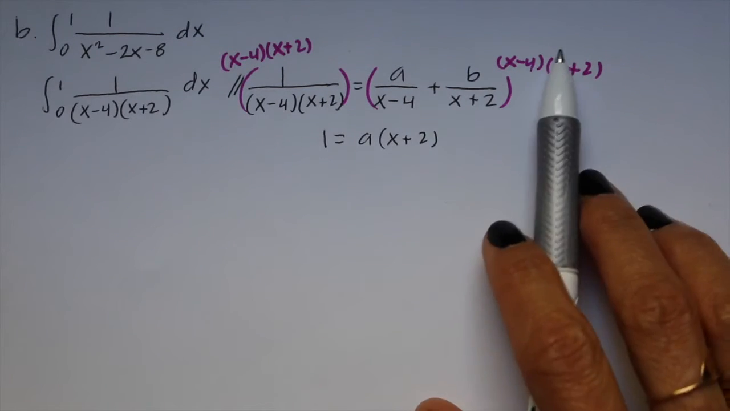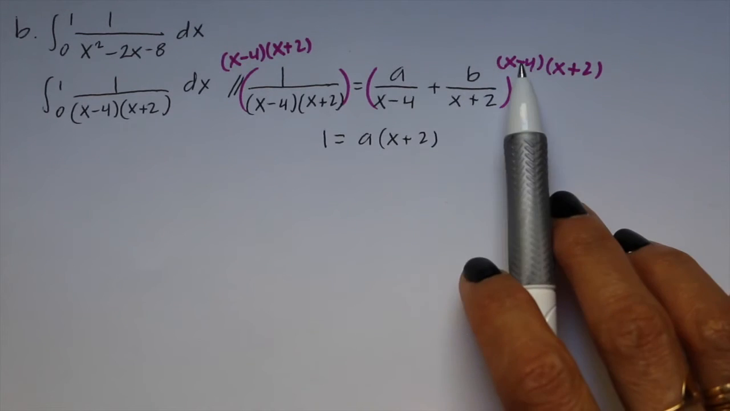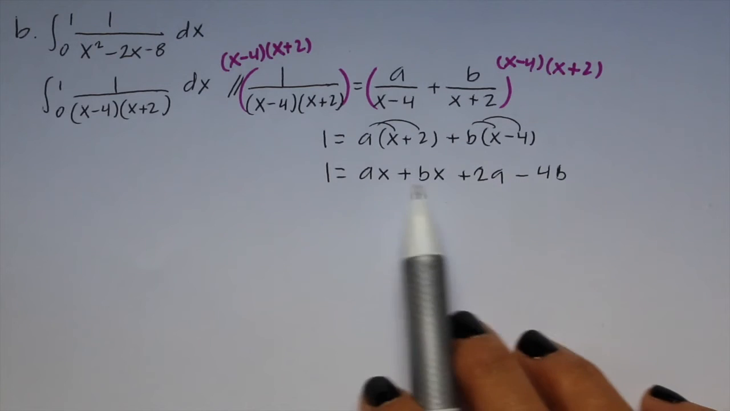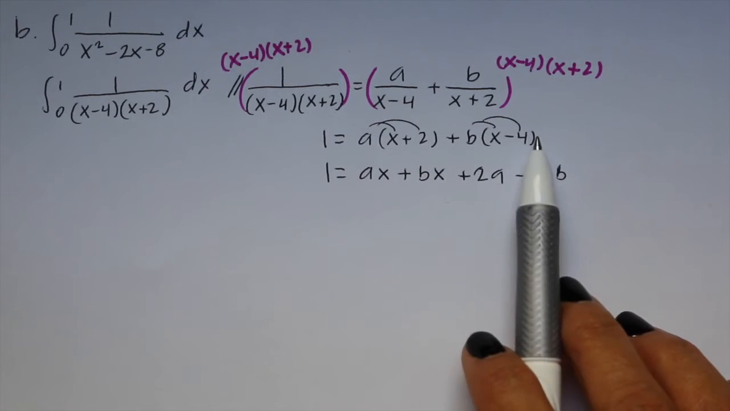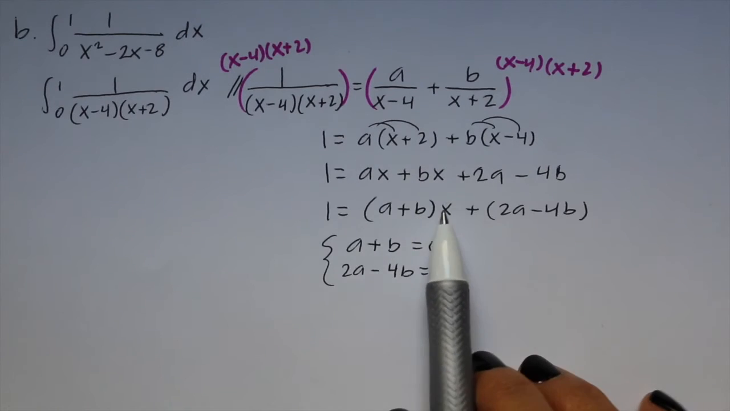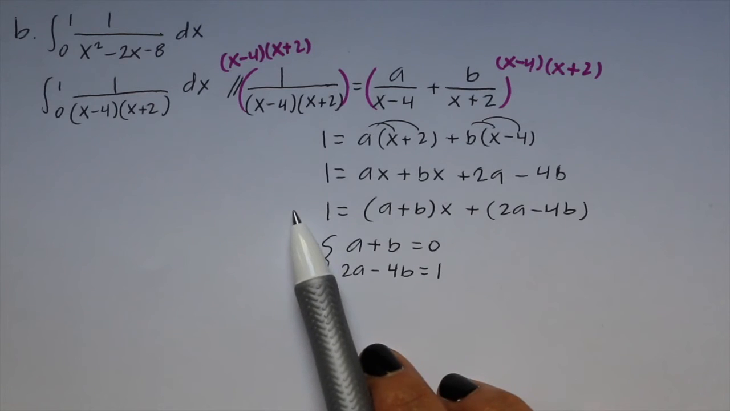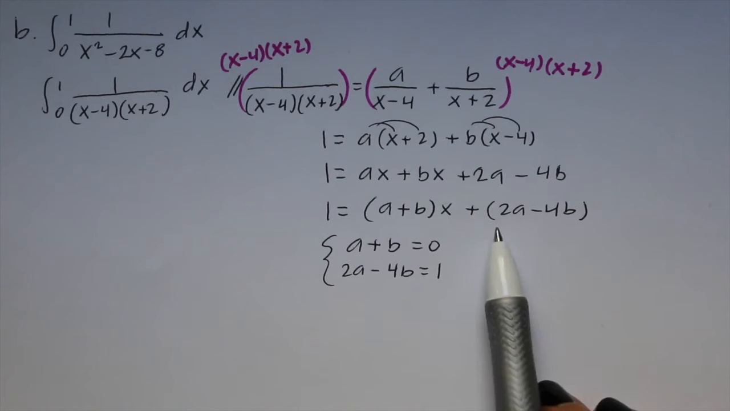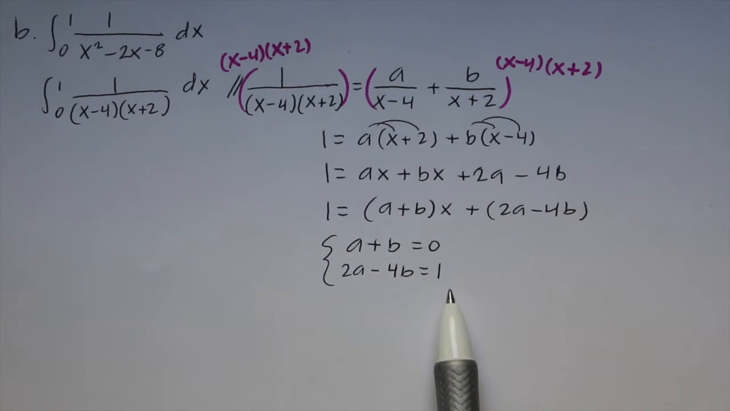These x minus 4's cancel, so you get A times the quantity x plus 2. These x plus 2's cancel, so you get B times the quantity x minus 4. I distributed the A, distributed the B, moved the terms with x together, and moved the terms that don't have x over to the right. The coefficient of x is A plus B, and there's no x on the other side, so that's why I set A plus B equal to 0. The constant values are 2A minus 4B, which we set equal to the constant on the other side, which is 1. Now we're going to solve this using elimination.